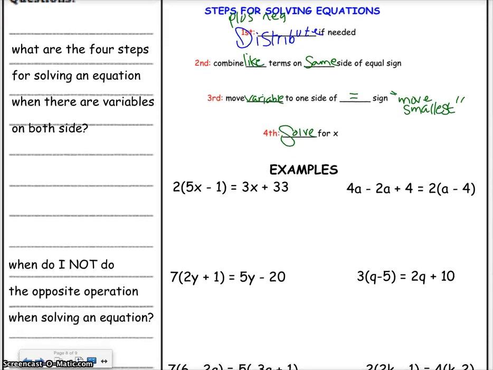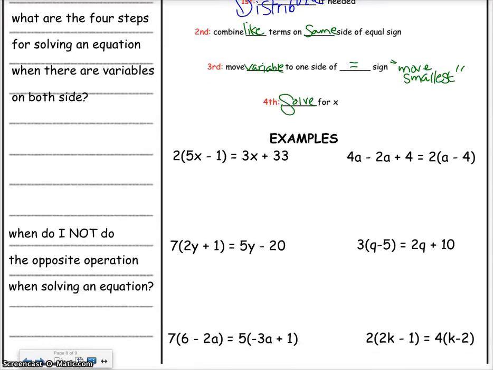All right, here's an example: 2 parentheses 5x minus 1 equals 3x plus 33. So the first thing I'm going to do is plus a negative. Did it. Second thing I'm going to do is distribute. So this would be 10x plus a negative 2 equals 3x plus 33.